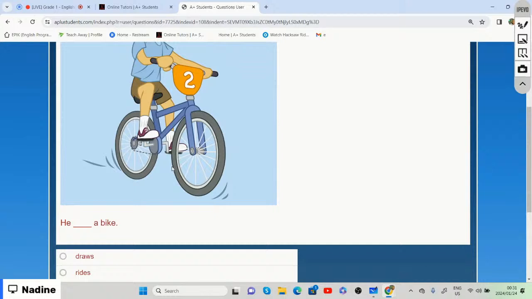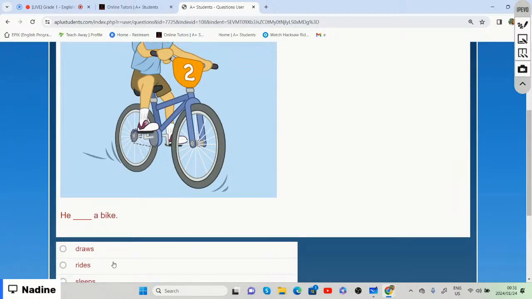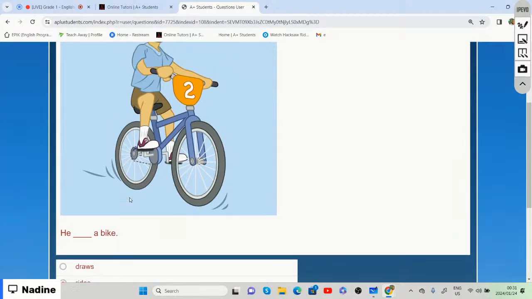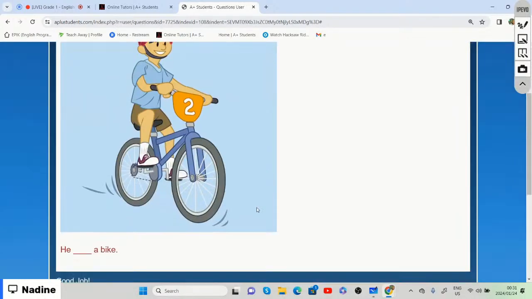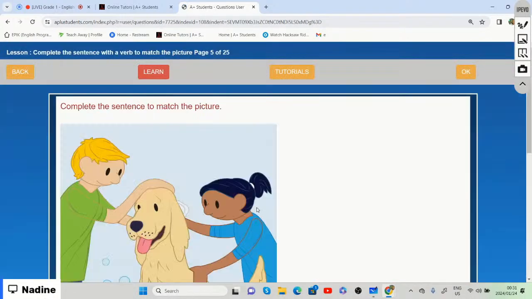All right, so we can say he rides a bike, because that is basically what he is doing here. Rides a bike. And rides is correct.